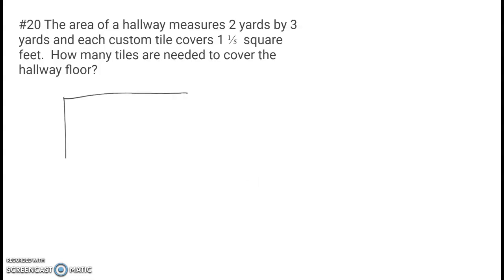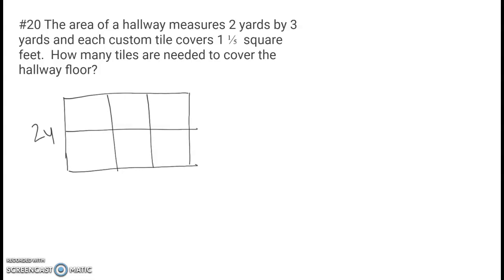So this hallway measures 2 yards by 3 yards. So I have 2 yards by 3 yards. And then the issue is that the tiles are done in square feet. So I need to figure out how many feet that's going to be. I put a Y, that should be yards. So I'm going to need to start looking at these as feet. So I'm actually going to convert these over to feet.